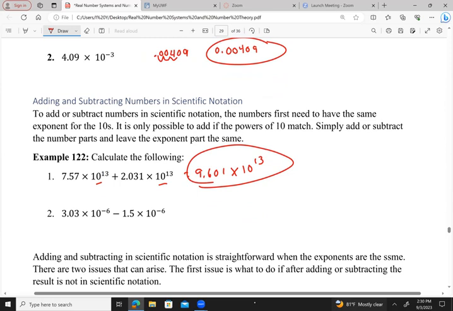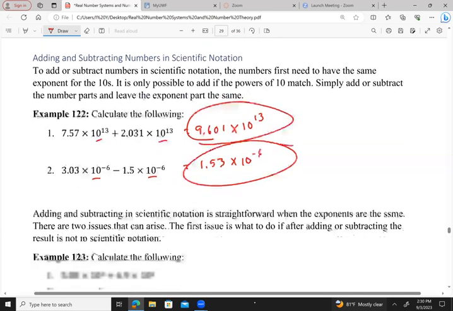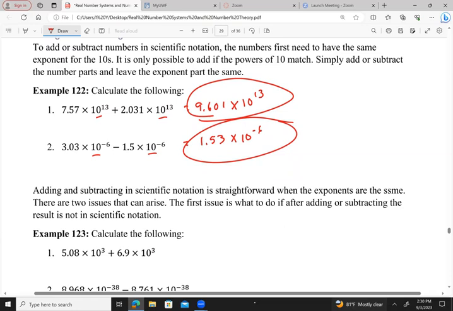All right, here we have the same power of 10, so we have 3.03 minus 1.5 equals 1.53 times 10 to the negative 6. Adding and subtracting in scientific notation is straightforward when the exponents are the same. There are 2 issues that can arise.